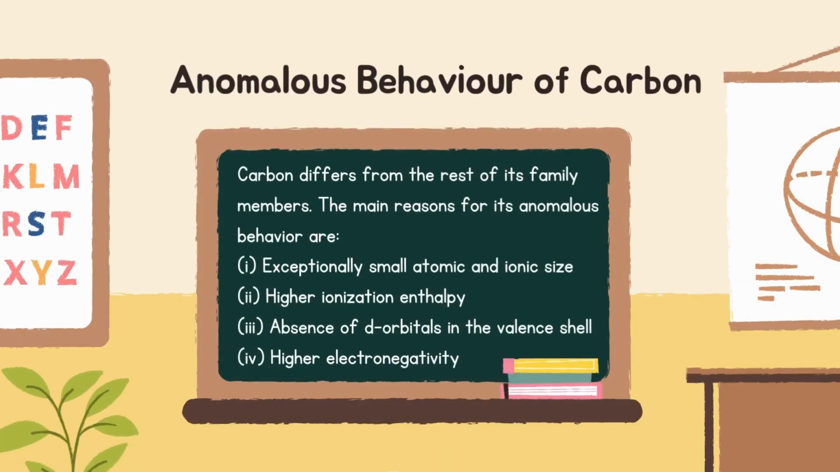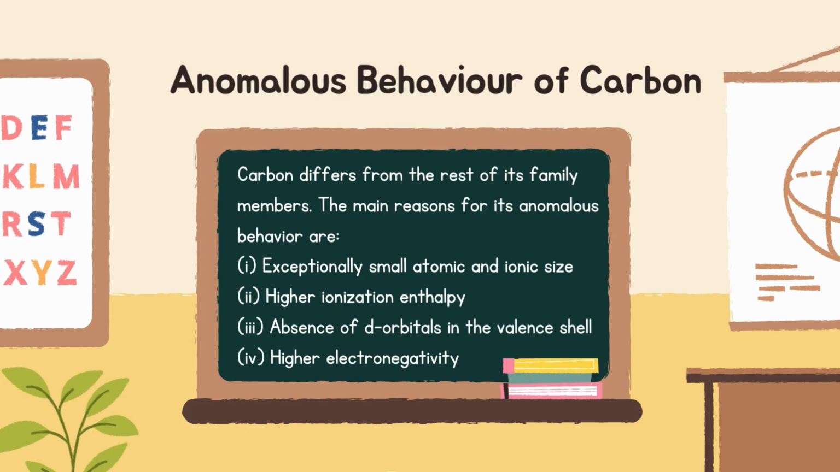Anomalous behavior of carbon. Carbon differs from the rest of its family members. The main reasons for its anomalous behavior are: 1. Exceptionally small atomic and ionic size. 2. Higher ionization enthalpy. 3. Absence of d orbitals in the valence shell.